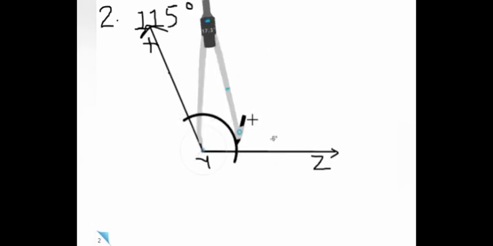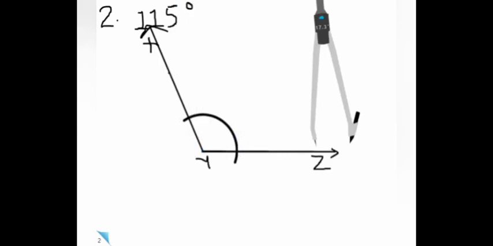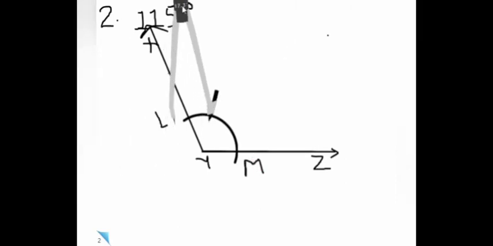After drawing the arc, you will keep the compass aside. You will name the points as any name you want. Suppose L, M. So I have named them L, M. Now I will take my compass again and keep it on L.